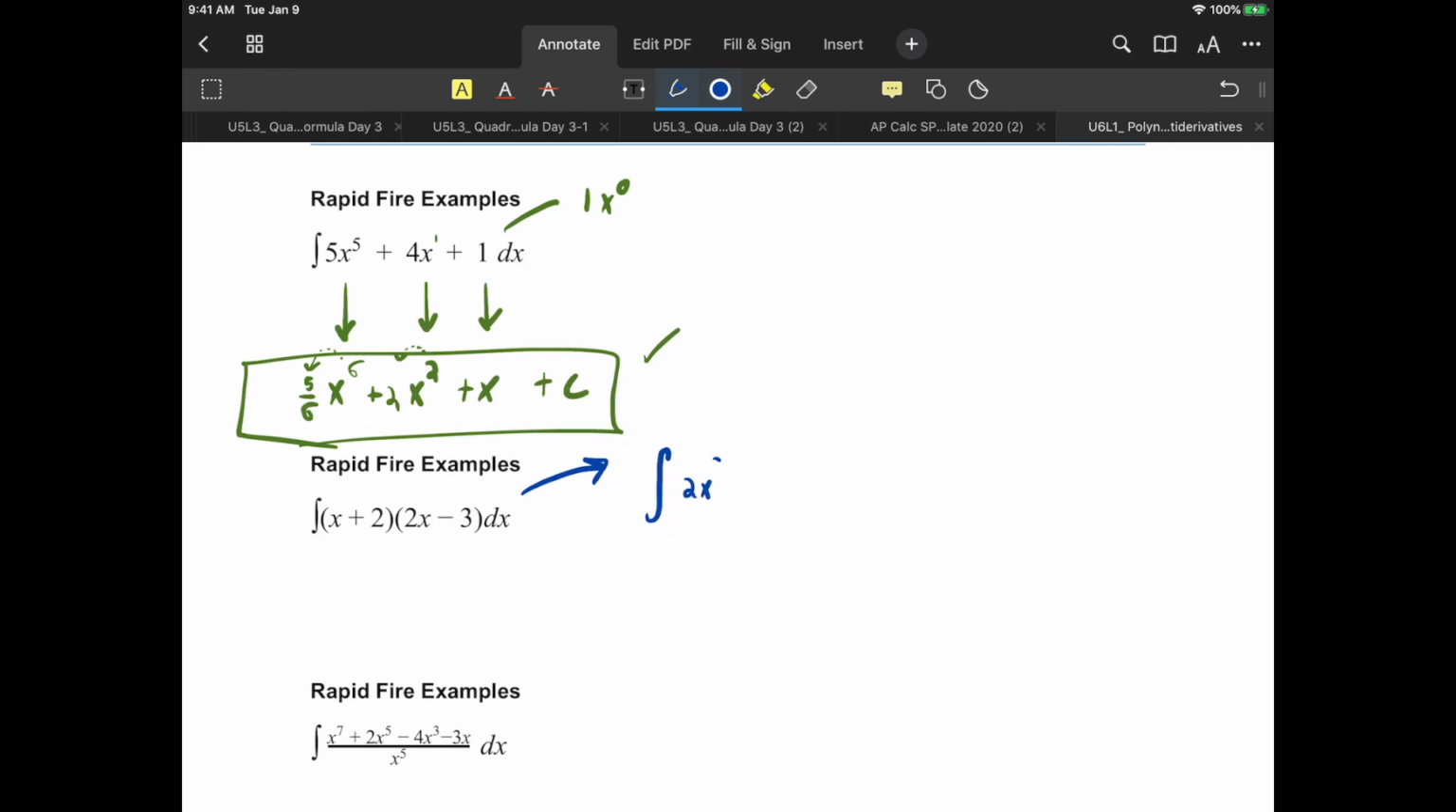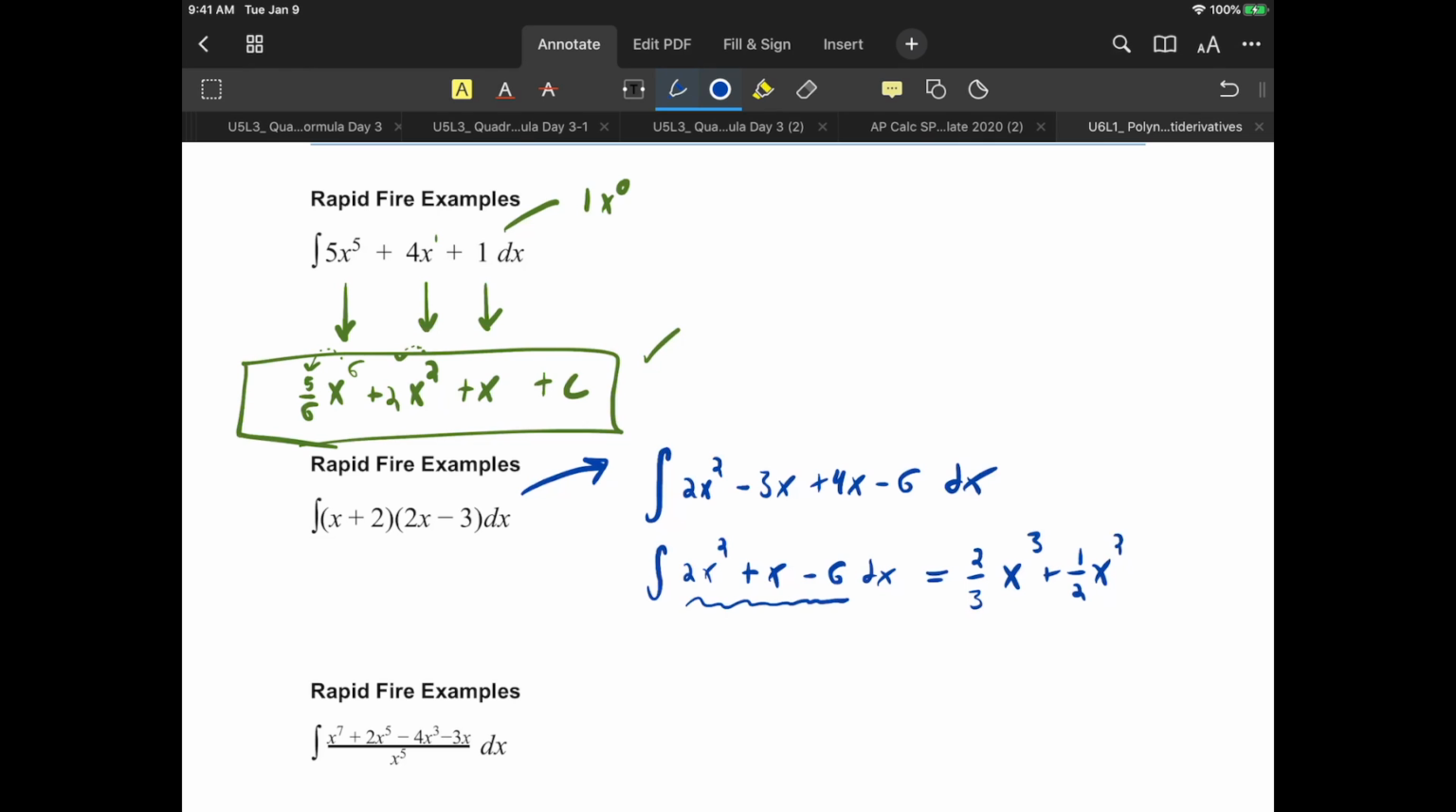So this would be 2x squared minus 3x plus 4x minus 6 dx, and then obviously that's 2x squared plus x minus 6 dx, and we could go ahead and take the antiderivative of this. Well, it's got to be x to the third, but we wind up with a 2x squared, so this is going to be 2/3 x to the third, and then we're going to have a 1/2 x squared, and then minus 6x, right?